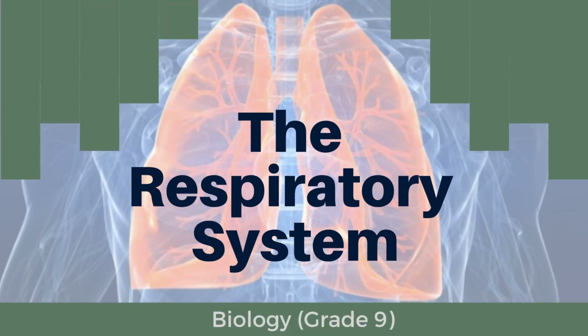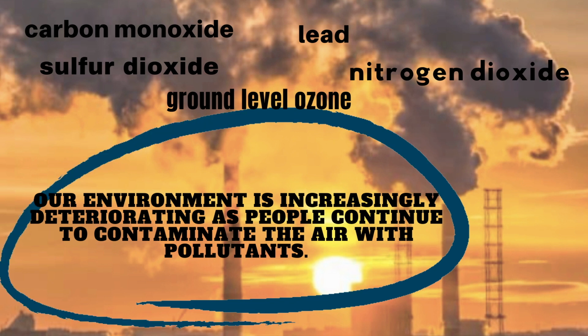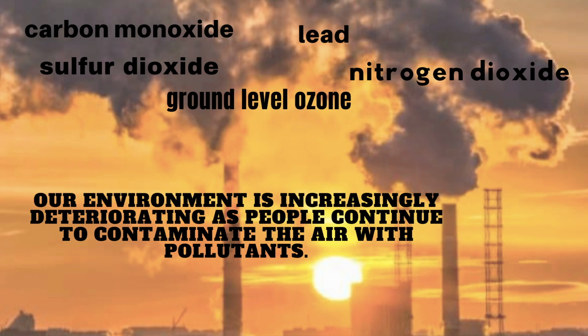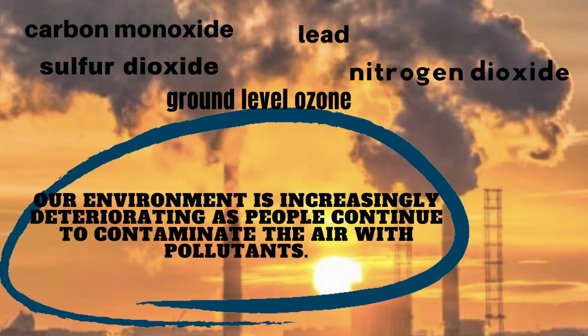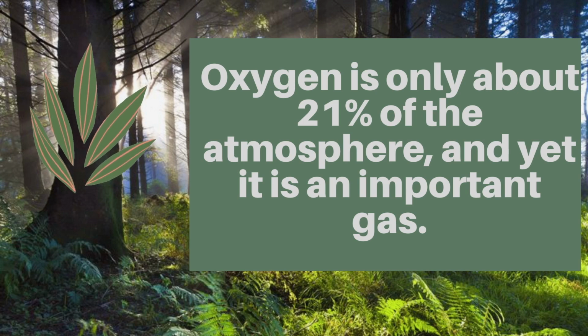Our environment is increasingly deteriorating as people continue to contaminate the air with pollutants. Pollutants that include carbon monoxide, nitrogen dioxide, sulfur dioxide, lead, and ground level ozone. Our atmosphere is composed of a mixture of gases that includes oxygen. Oxygen is only about 21% of the atmosphere, and yet it is an important gas.